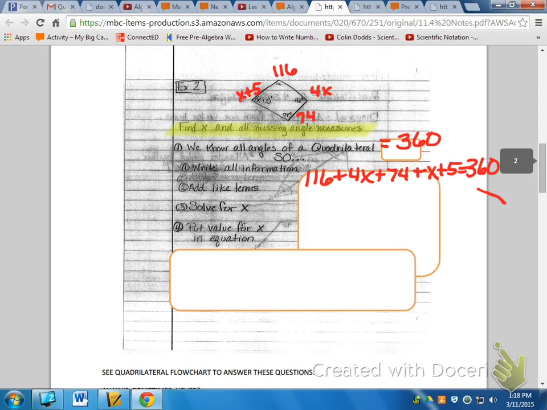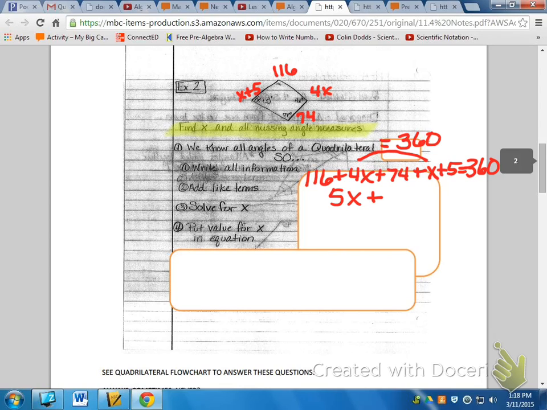Now what do we have to do? I've got to combine like terms. What like terms do I have? 4x and x. What is 4x plus x? 5x.